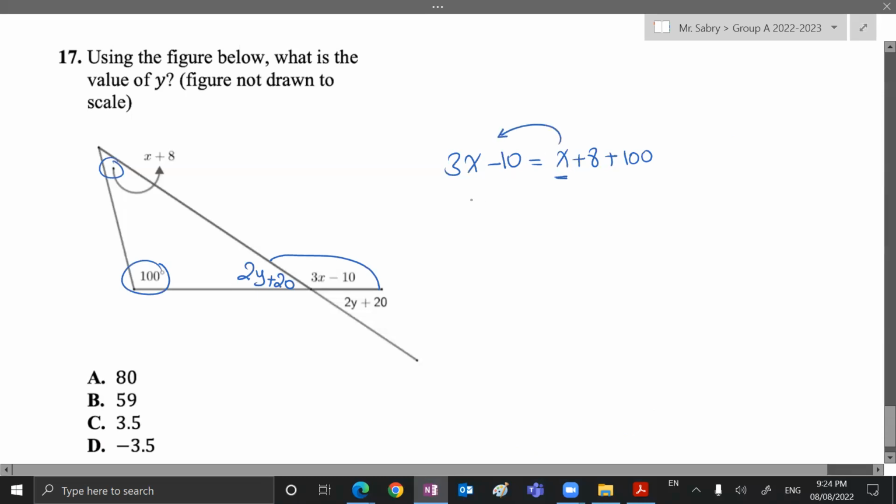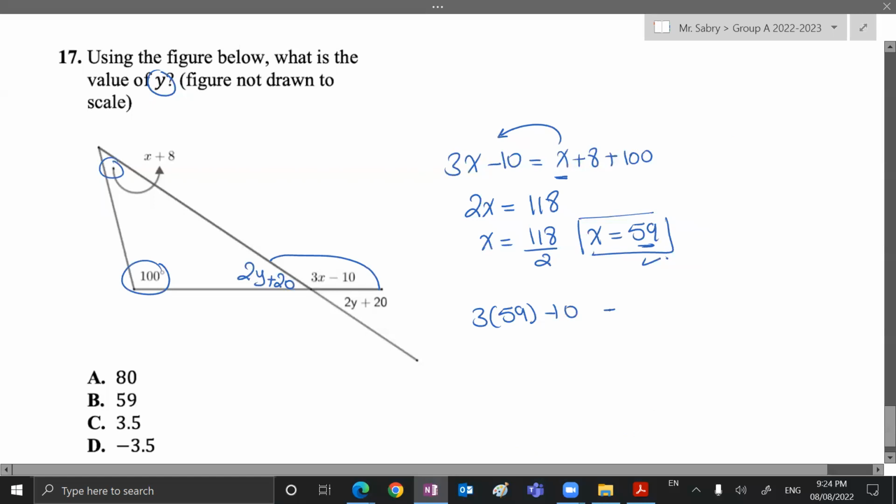So I'll move the x to this side, and I'll have 2x equals 108 plus 10, which is 118. Then x will be equal to 118 divided by 2, which means x is equal to 59. Since I now have the measure of x, they actually want me to find y. How do I find y? Substitute first of all the x with 59. So now I have 3 multiplied by 59 minus 10.